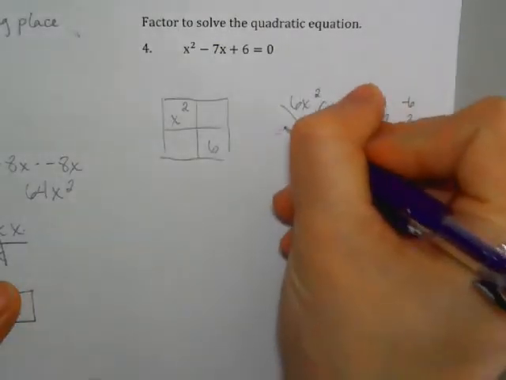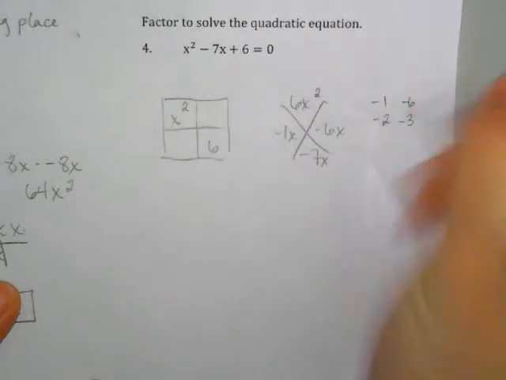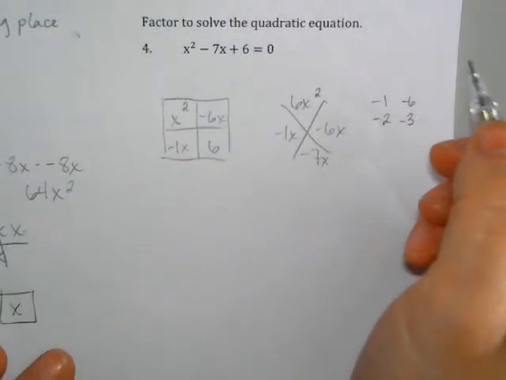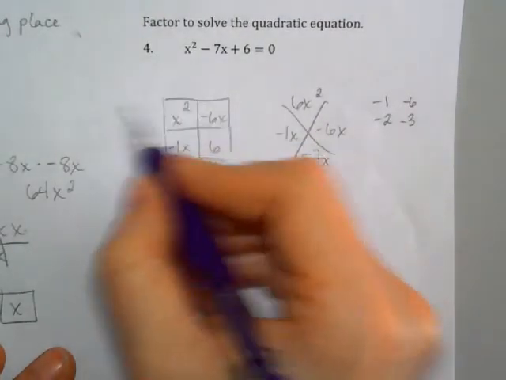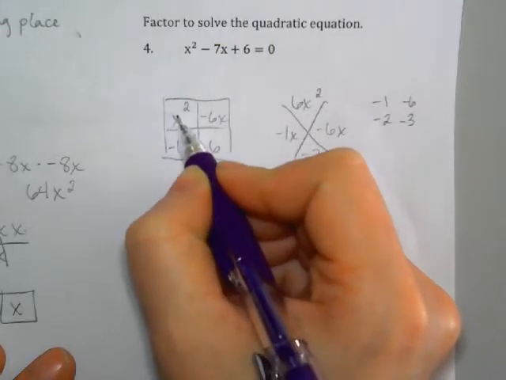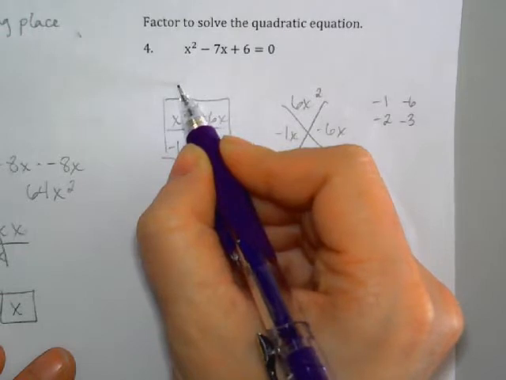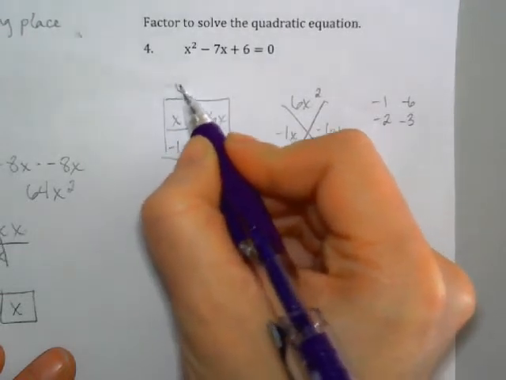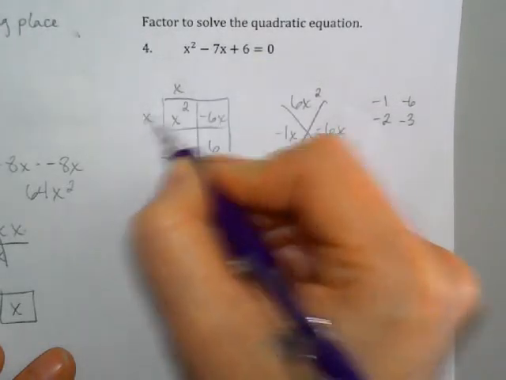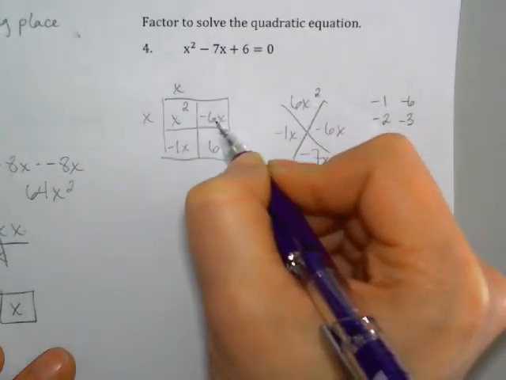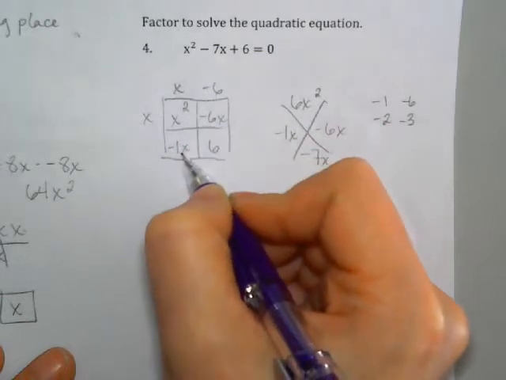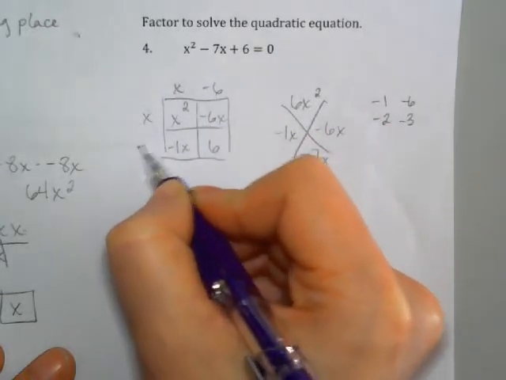So we put negative 1x and negative 6x, and then we put those in the remaining boxes. Then we factor out from a column or a row. It doesn't really matter where we start. So what's our greatest common factor between negative 1x and x squared? What can we divide out of both of those? x. And what times x gives us x squared? x. And what times x gives us negative 6x? Negative 6. And what times x gives us negative 1x? Negative 1.